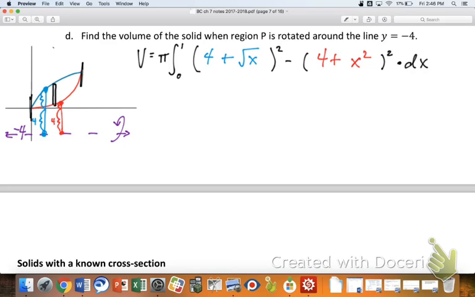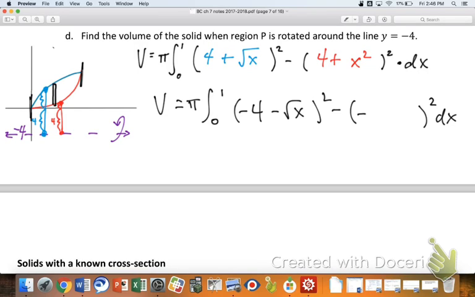There is an alternative setup that maybe some of you used, and I think this is also just as good. Volume equals pi integral from 0 to 1, big parentheses squared minus little parentheses squared dx. But in your radii, you might have had this. And this is just as correct, isn't it? This is just as good. And I would say that this is actually kind of a nice way to do it.